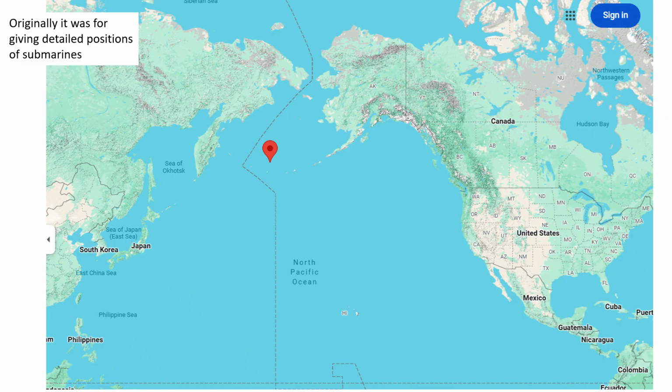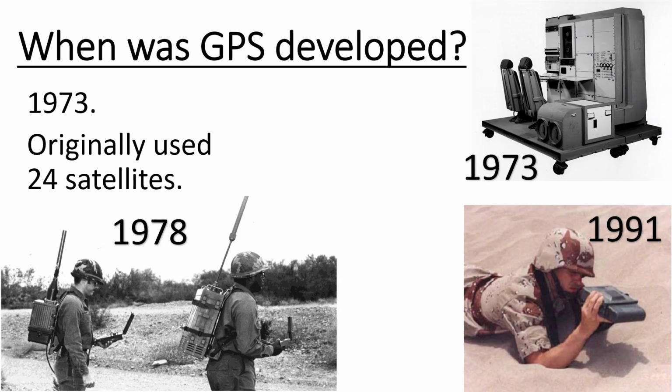Specifically in the 1960s, we wanted to know where our submarines were because they don't have roads and there's no landmarks. It was very difficult to tell where submarines were located. So they were coming up with a GPS system to figure out the position of submarines. It was first used in about 1973. By that time, we got 24 satellites up there. The military can start having an idea of where things are, not just submarines, but any target, any of your people, any of the enemy's people.